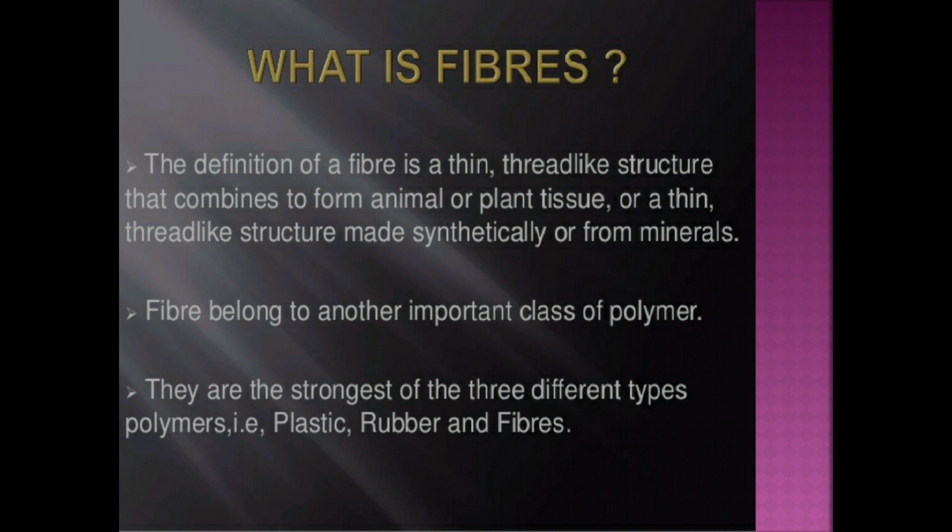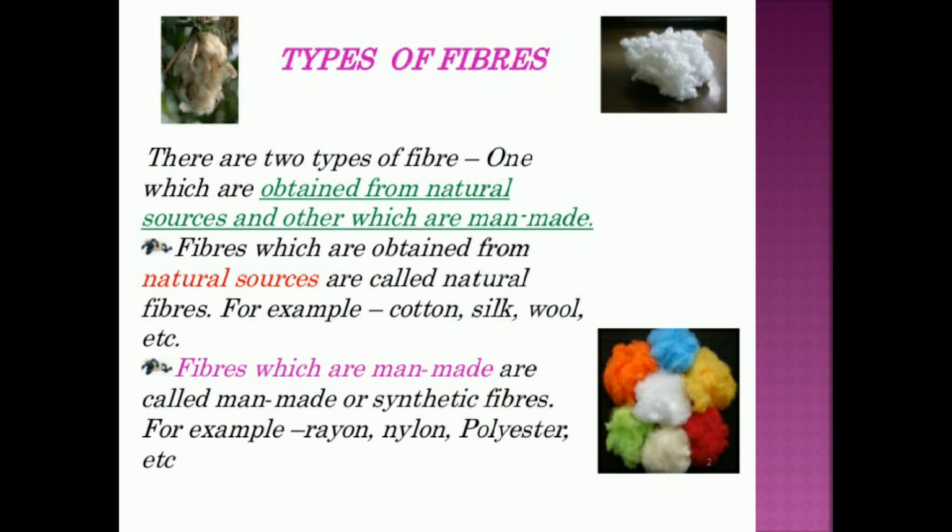Fibers belong to another important class of polymers. They are the strongest of the three different types of polymers. Now, what are the types of fibers? There are two types of fibers, natural fibers and synthetic fibers. Fibers which are obtained from plants or animals are called natural fibers. For example, cotton, silk, wool, etc.